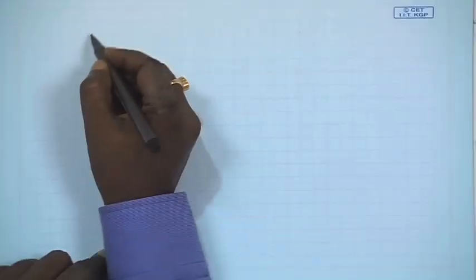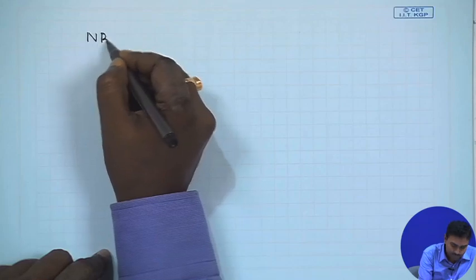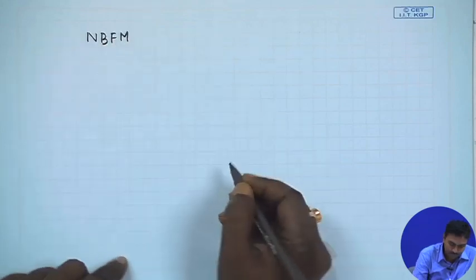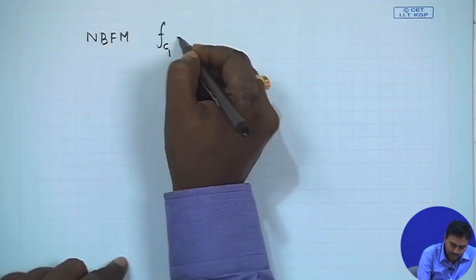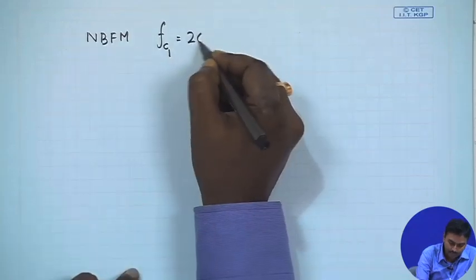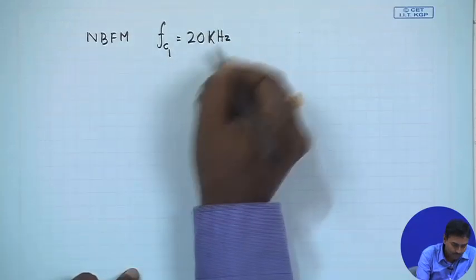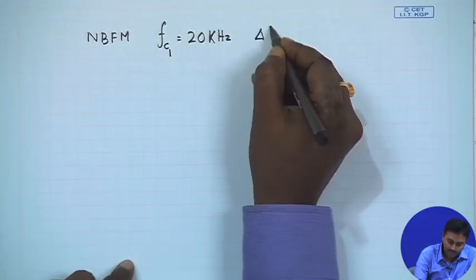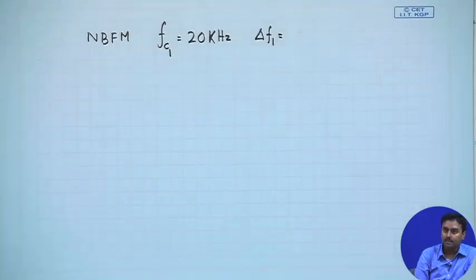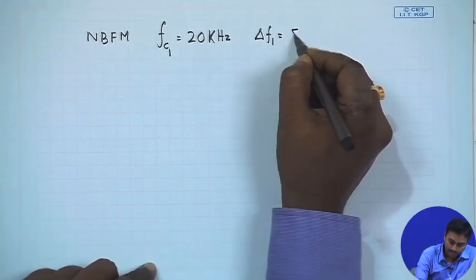So, let us say I have a narrow band FM where the FC1, that is the initial carrier, which is 20 kilohertz, okay, and this del F1, the initial narrow band FM initial frequency deviation, that is actually 5 hertz.